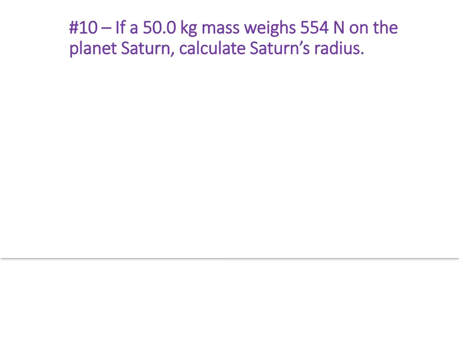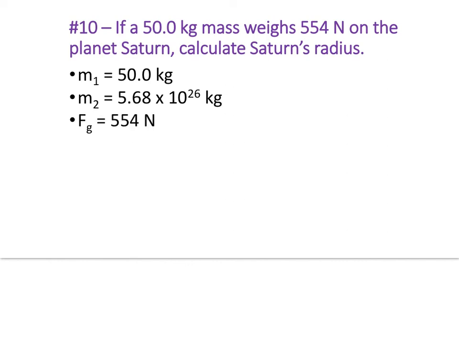Question number 10 is very, very straightforward. If a 50 kilogram mass weighs 554 newtons on the planet Saturn, calculate Saturn's radius. So we have mass 1, 50 kilograms. Mass 2 is the mass of Saturn, 5.68 times 10 to the 26 kilograms. We know that our force, or our weight, is 554 newtons. And you're looking for a distance. Once again, square root of big G times M1 times M2 divided by your force.